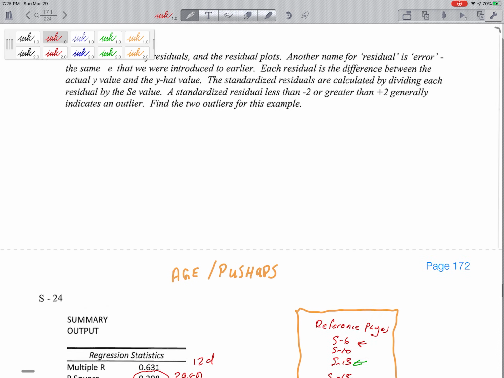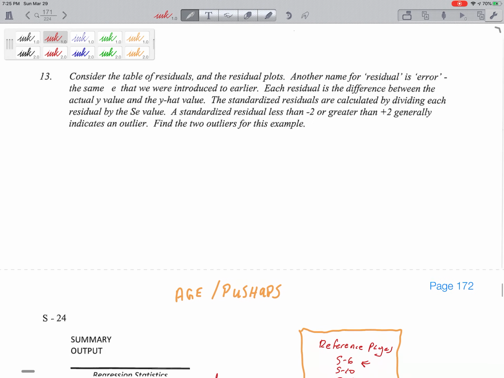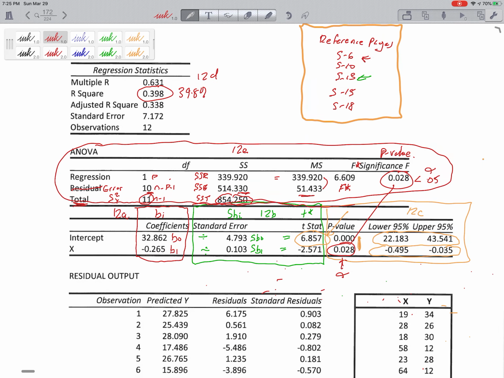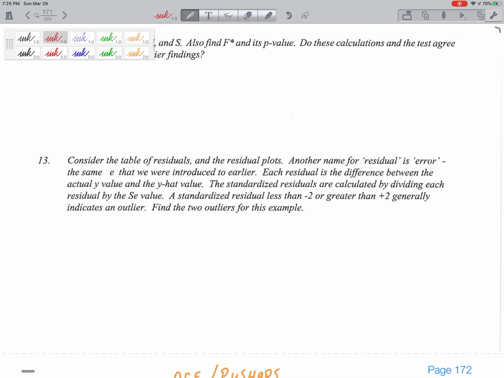All right, the last question on this, I'm just going to go up here so you can see it. It says, number 13, just a sec, let's go down here and say, oh yeah, I got that labeled 12E. Good. Okay, consider the table of residuals and the residual plots. Another name for residual is error, the same E that we were introduced to earlier. Each residual is the difference between the actual y value and the y hat value. Standardized residuals are calculated by dividing by the SE value. A standardized residual less than -2 or greater than +2 generally indicates an outlier. Find the two outliers for this example.